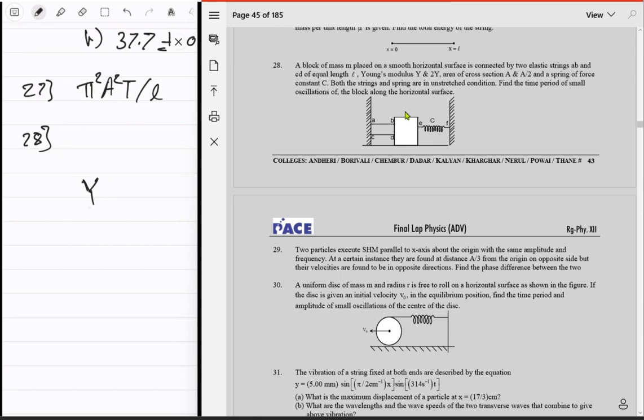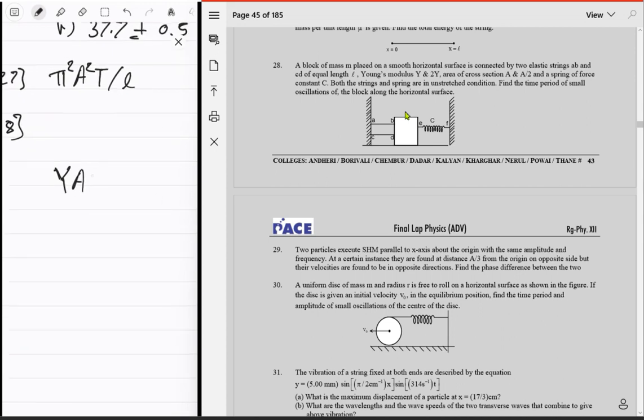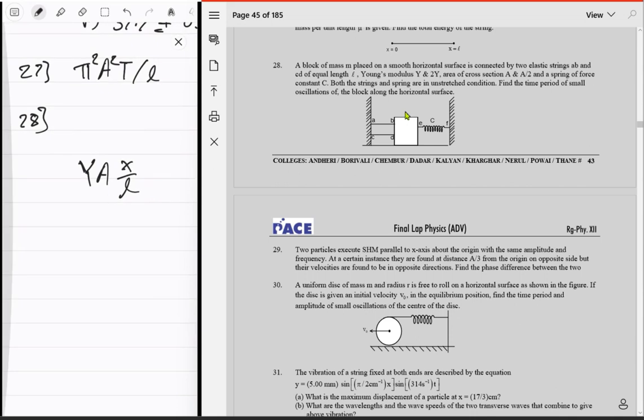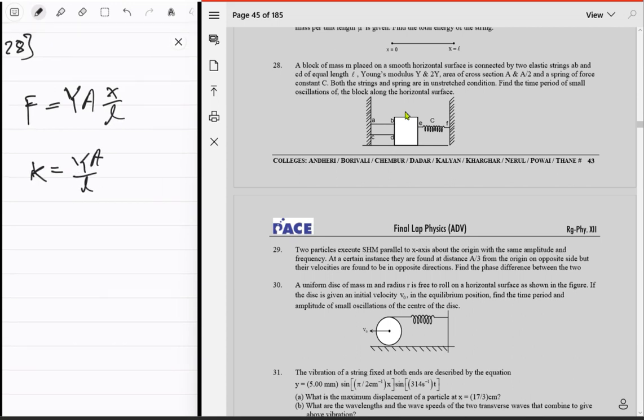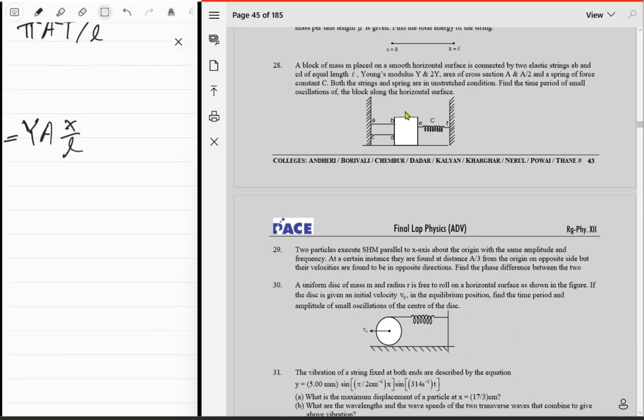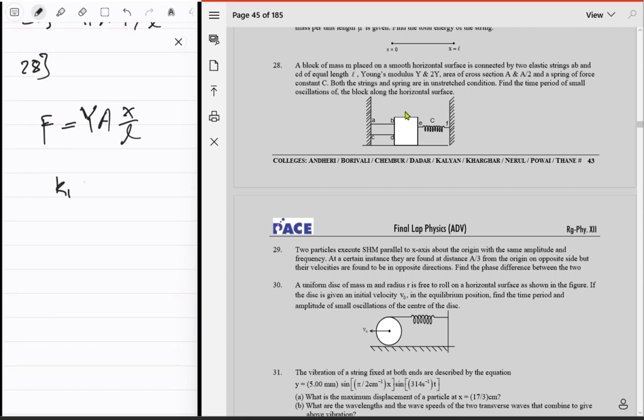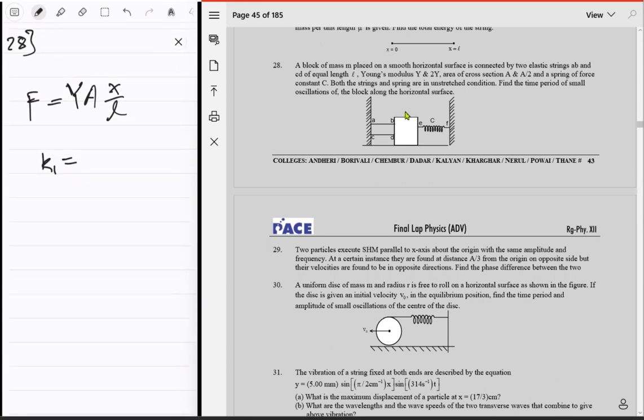The Young's modulus times the area, cross-section area, times x upon L, this is our force, right? So F upon x is our K value. How much will it be? Just Young's modulus A upon L. So K1 is just YA upon L, of course, and K2 has 2 coming in, and instead of A, just A upon 2, which is also just YA upon L. Works out, I guess.